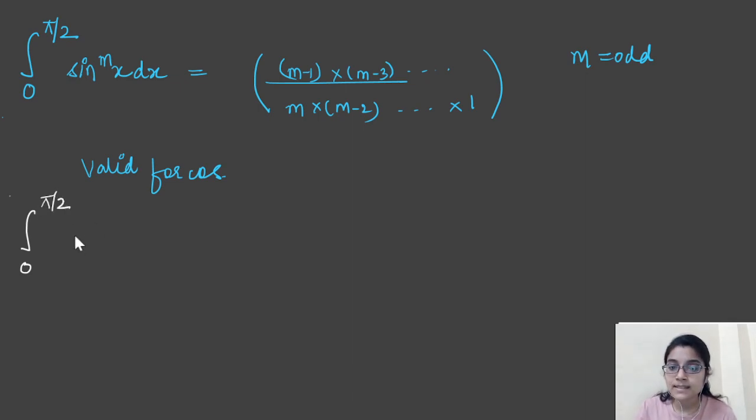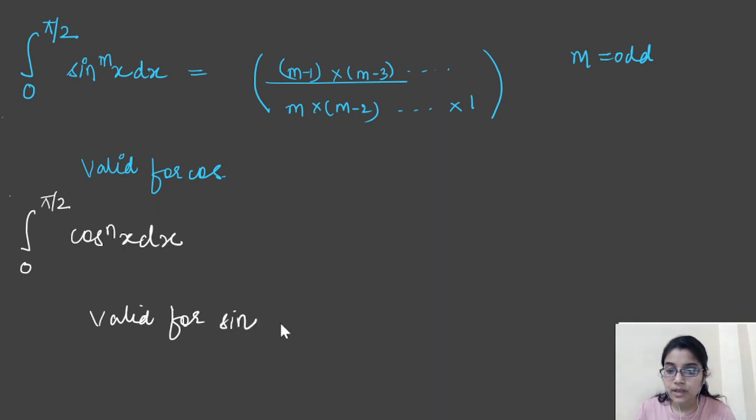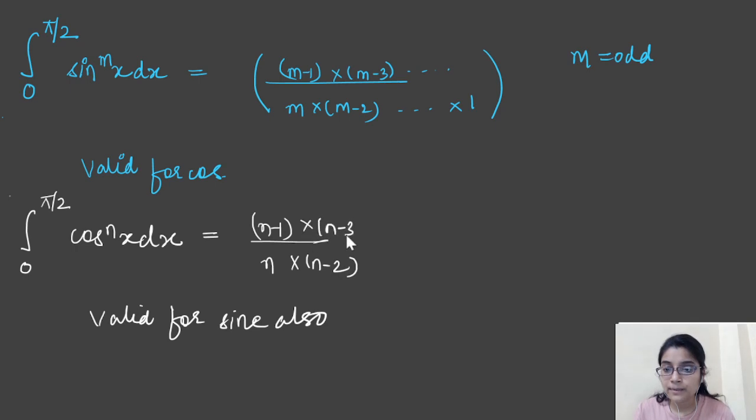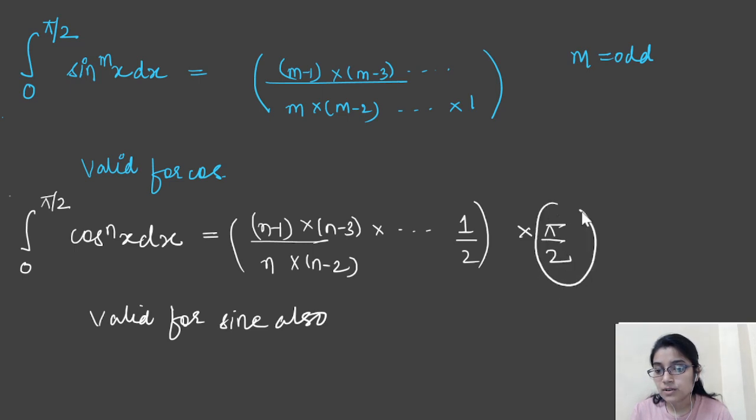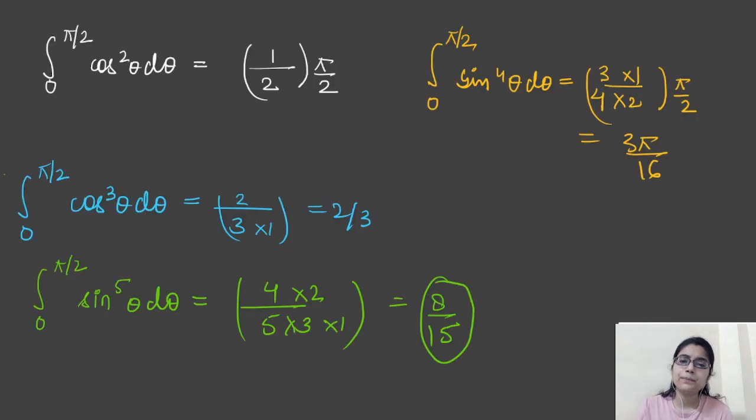Okay, suppose we have cos raised to the power n x dx, and this will be valid for sine also. But here, in this case, n is even, so this is n, then we get n minus 1, then n minus 2, then n minus 3, and in a similar way we will get 1. And then here you have to multiply by pi by 2, but you have to remember this term, and here n is even.